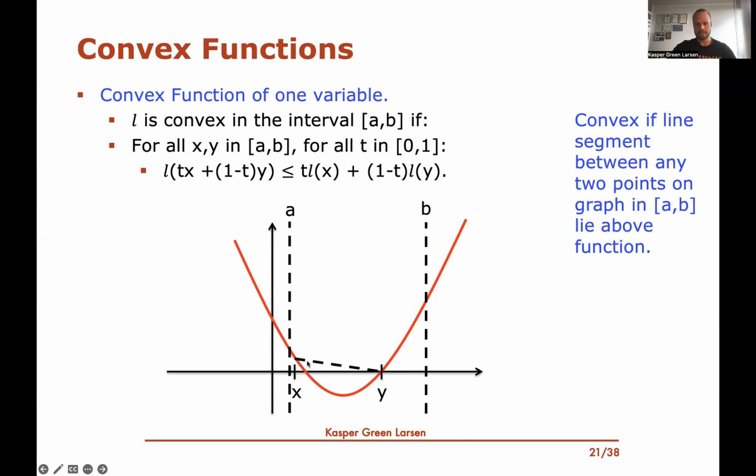As you can see here, here's another choice of x and y, and you can see that the line segment indeed lies above the function. Similarly here, it lies above the function, and the function is convex between a and b if and only if this is true for all choices of x and y in this interval.